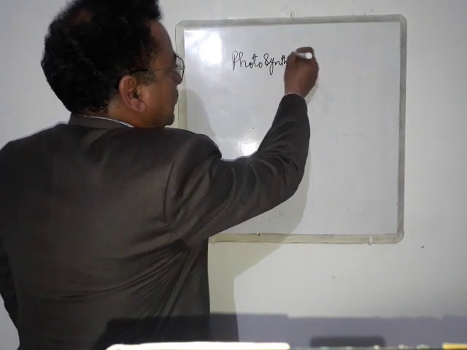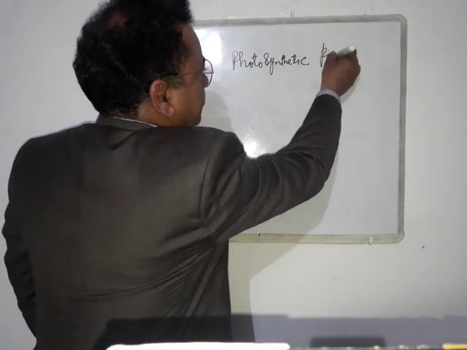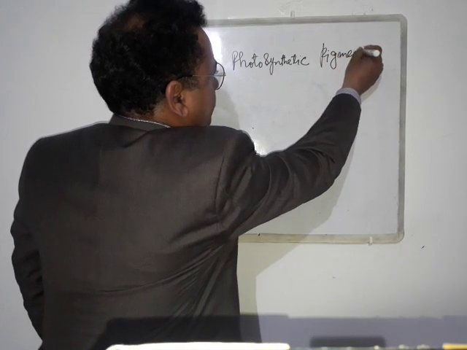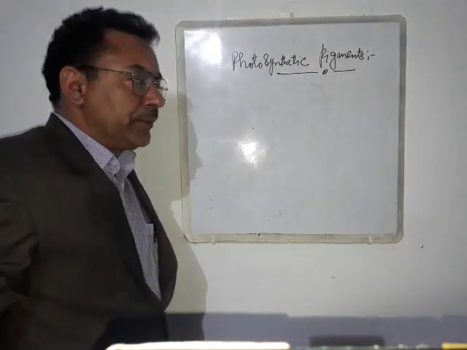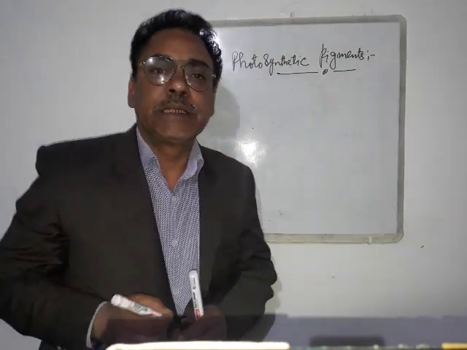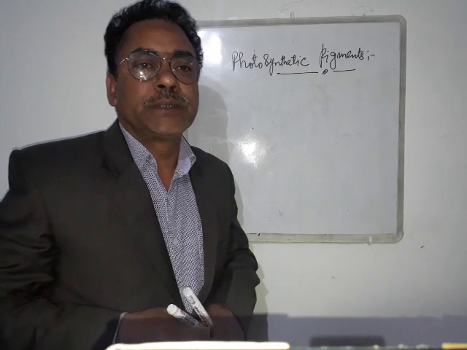Photosynthetic pigments. A photosynthetic pigment is a biomolecule which has a remarkable property of absorption of light.